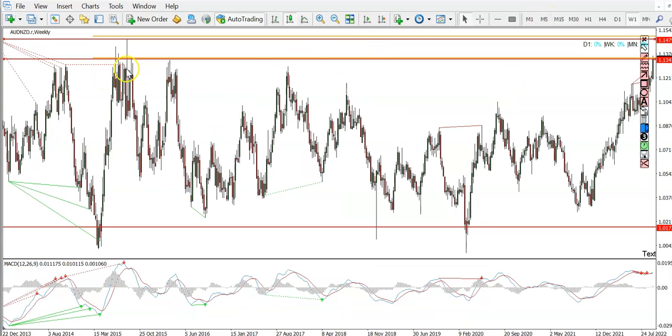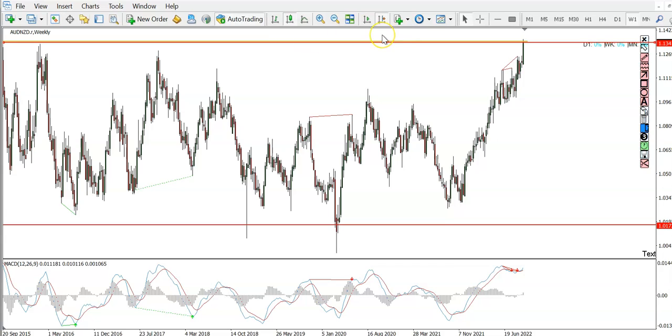And if we zoom into the weekly charts, you can see several times before it's come up to this level and it's sold off. It's yet to break through this area and close above it, which is indicating a very nice time to start selling this asset. We can also see we're getting divergence signals on the MACD divergence signals on the weekly charts.